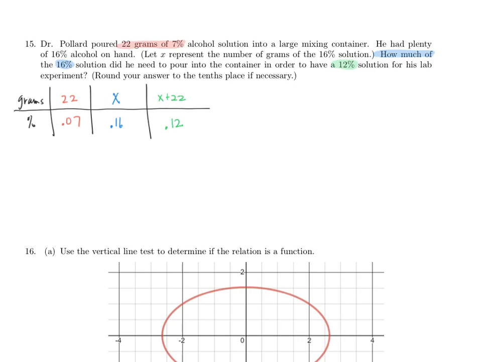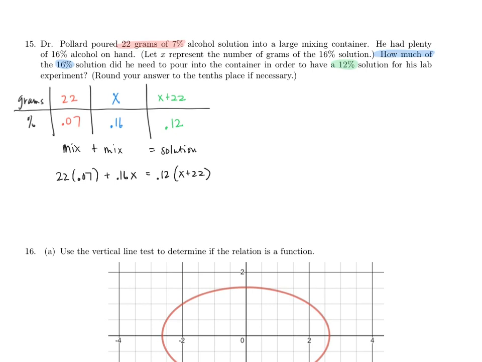Okay, so let's use this information now to write our equation. What we want to do is add this plus this equals this. So the two things we're mixing together gives us our solution. So we're going to do 22 times 0.07. So you're just going to multiply straight down, plus 0.16 times X, equals 0.12 times X plus 22. And now we're just going to solve this equation.